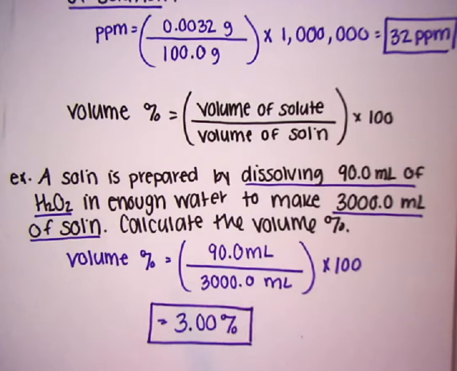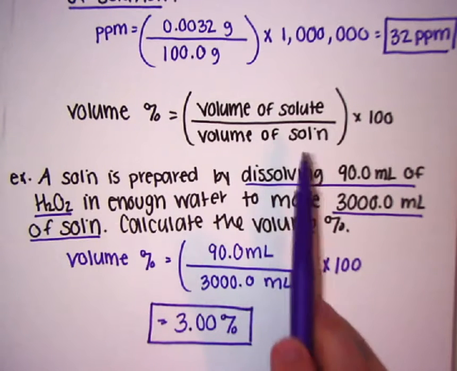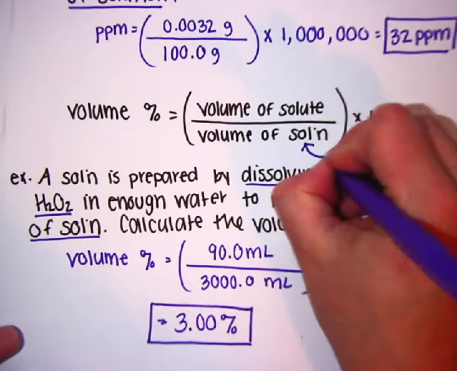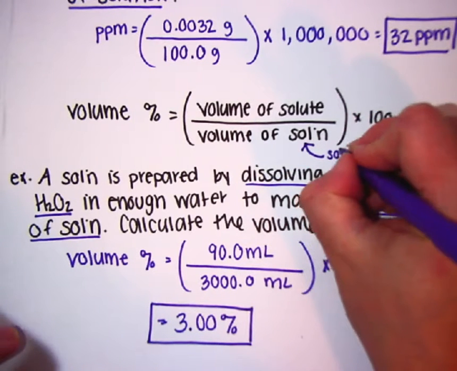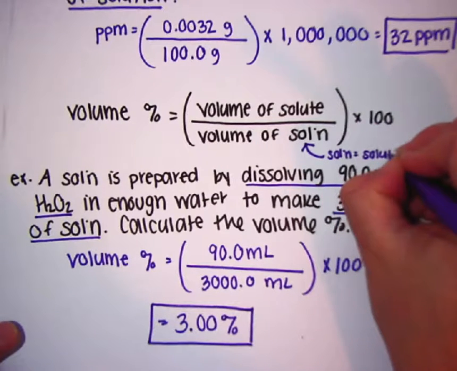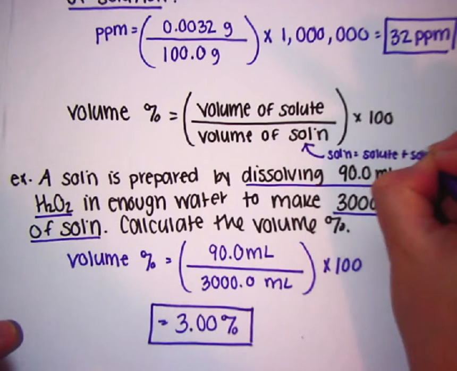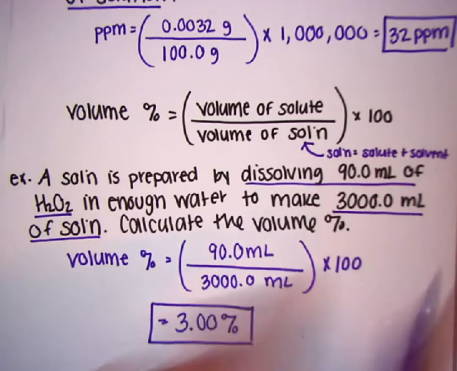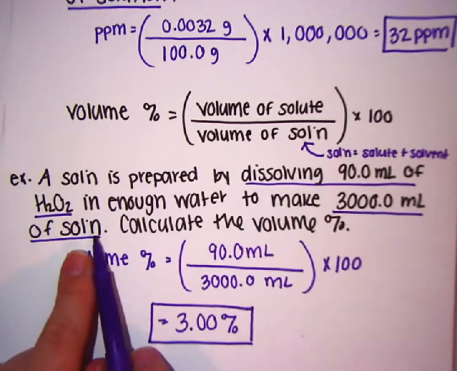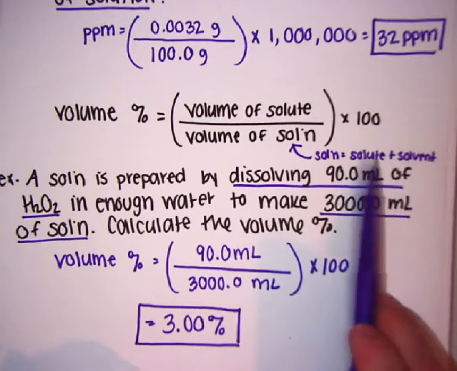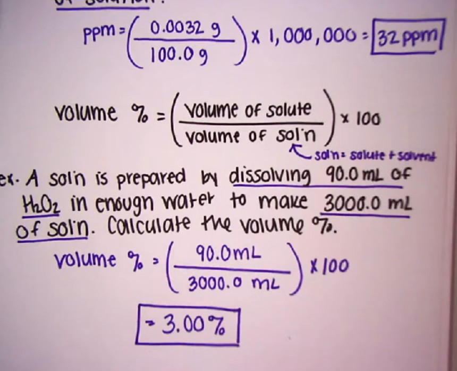You do need to be careful for volume. Just like with our mass, be mindful of what they give you. The volume of the solution would be the volume of the solute plus the solvent. So instead of giving you milliliters of solution, if they gave you milliliters of solvent, you would have to add those two quantities together. So be mindful of what you're given when you're doing these calculations.